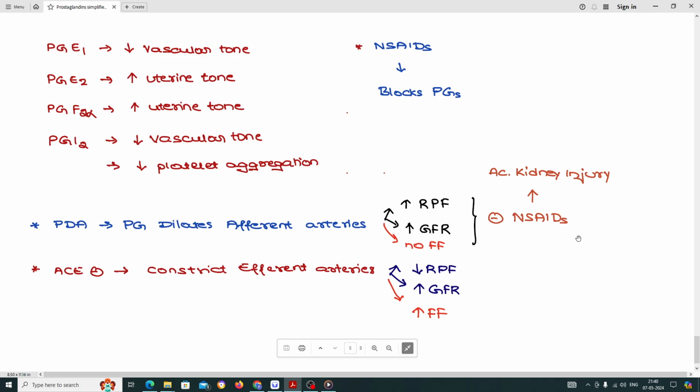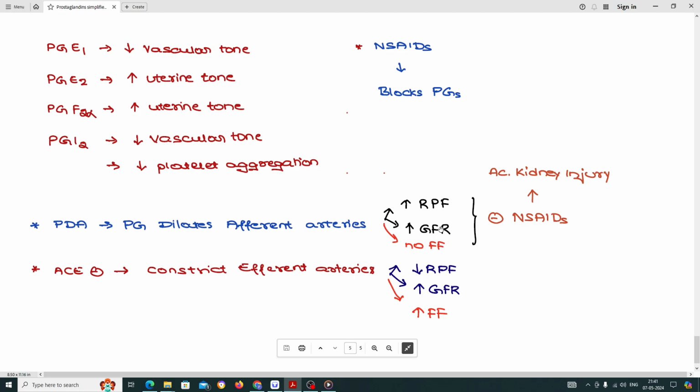So when does this acute kidney injury occur? Only whenever the NSAIDs are abused. ACE inhibitors, angiotensin converting enzyme inhibitors, basically constrict the efferent arterioles, thereby reducing the renal plasma flow but increasing the GFR, and they also increase the filtration fraction.